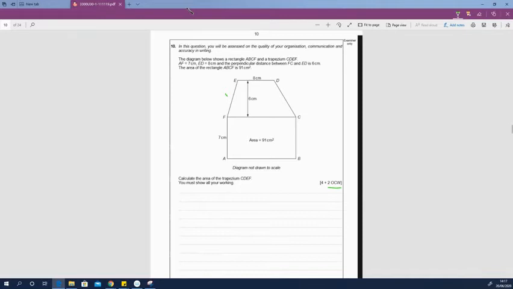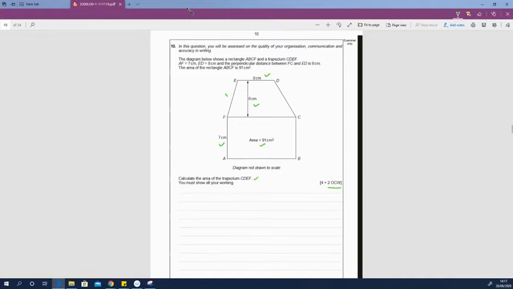The diagram below shows a rectangle ABCF and a trapezium. That's the rectangle, that's the trapezium. AF is 7 centimetres, ED is 8 centimetres, the perpendicular distance between FC and ED is 6 centimetres, and the area of the rectangle is 91 centimetres squared. It asks us to calculate the area of the trapezium.